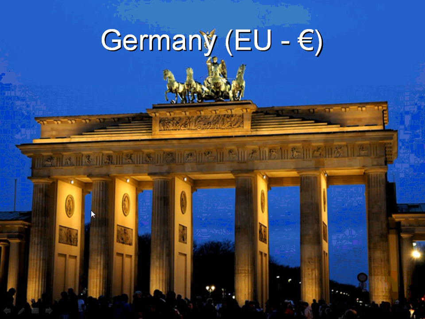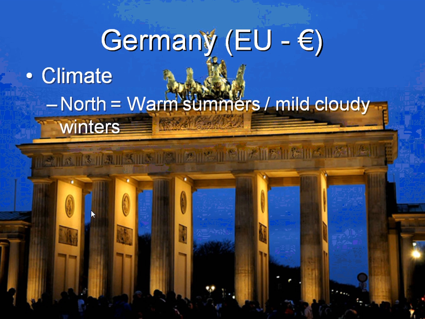So, there's the location, the basic landforms. What about its climate? In the north, the summers are warm. And the winters are mild and cloudy. It's sort of overcast most of the time in the winter in the northern part of Germany.